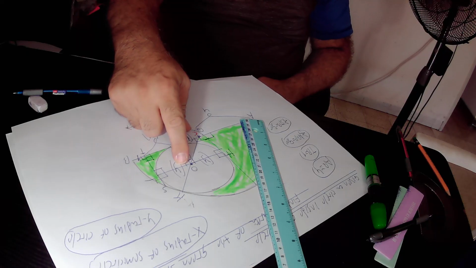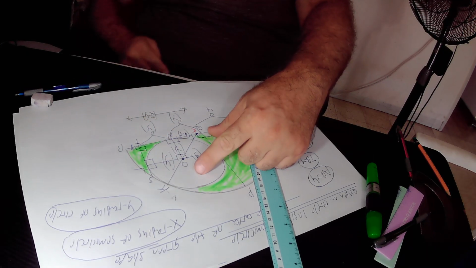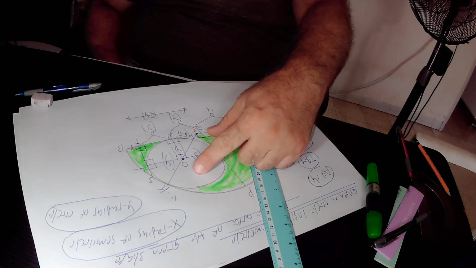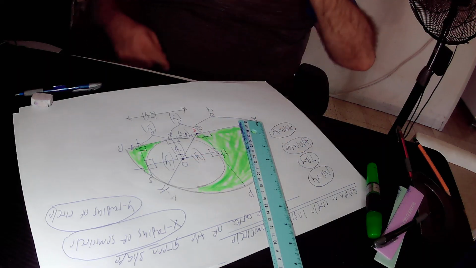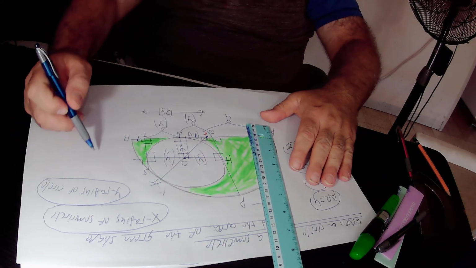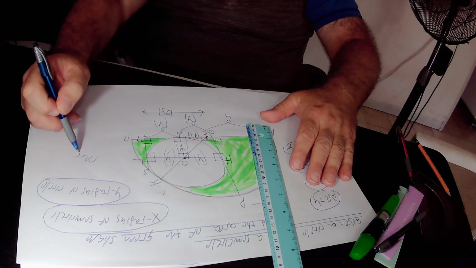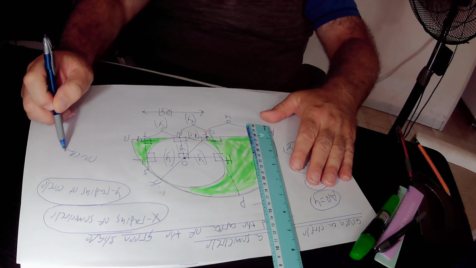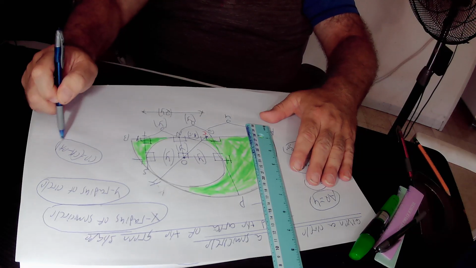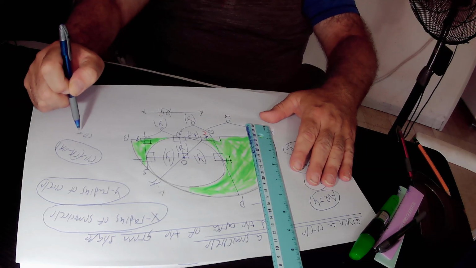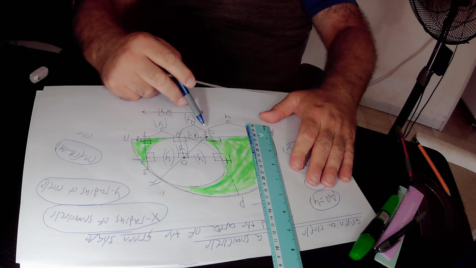From the drawing it is very easy to see that CO in total equals CK minus OK. So I write it down: CO in total equals CK minus OK.